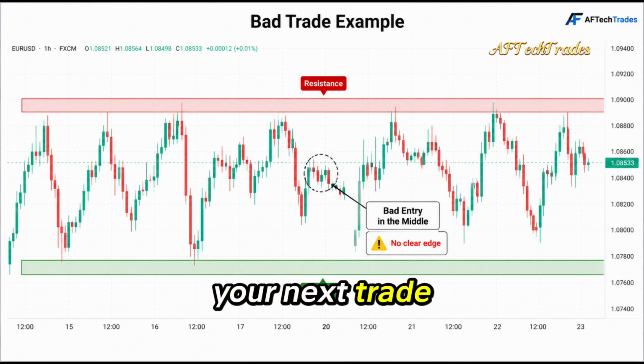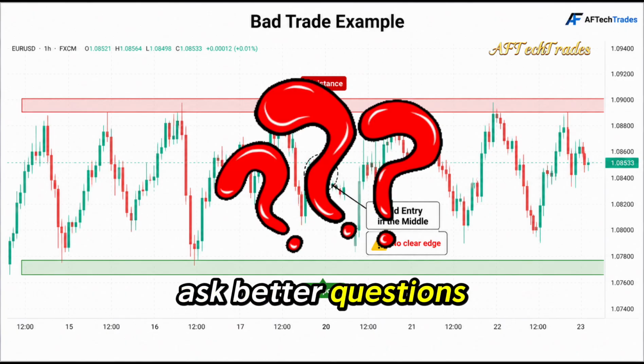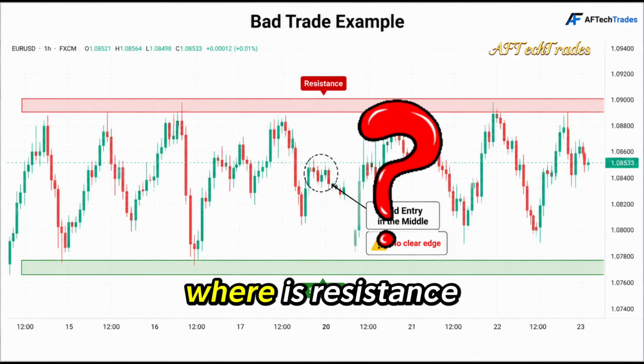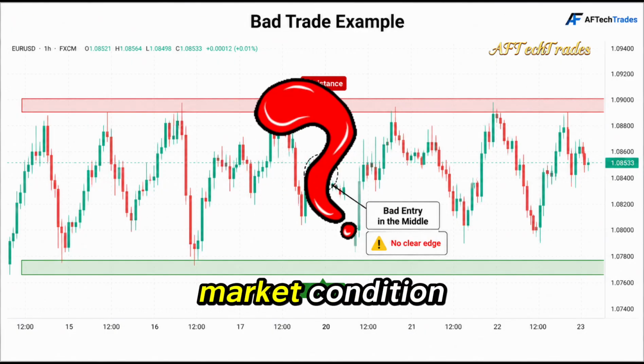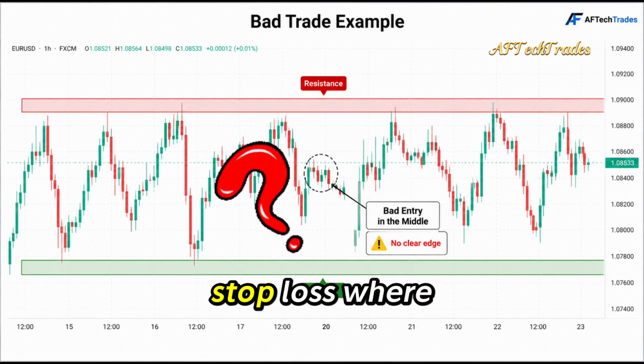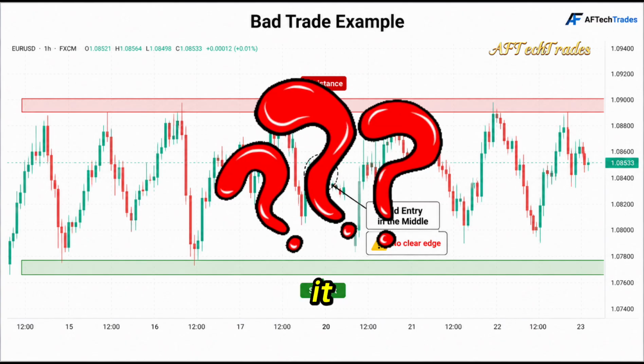So before your next trade, slow down. Do not ask only, should I buy or sell? Ask better questions. What is the trend? Where is support? Where is resistance? What is the market condition? Is the setup clear? What is my entry reason? Where is my stop loss? Where is my take profit? Is the risk to reward worth it?